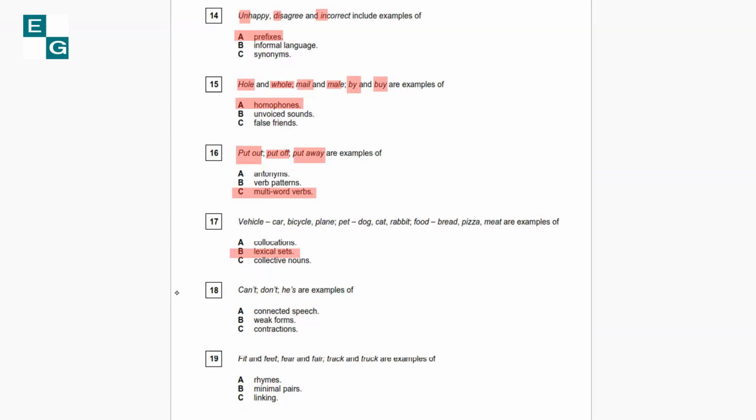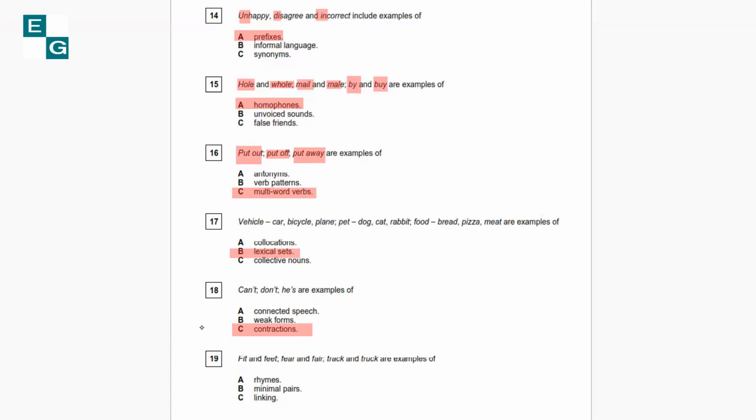Then we have number 18. Can't, don't, his are all examples of contractions.